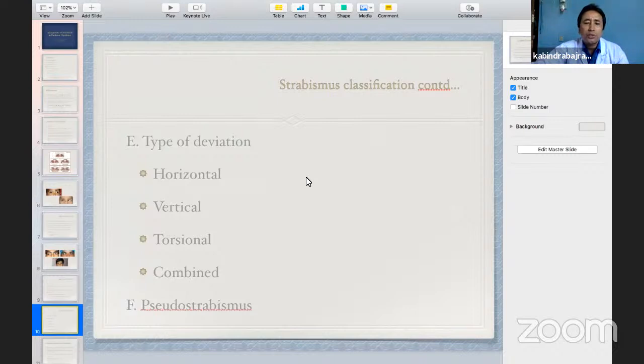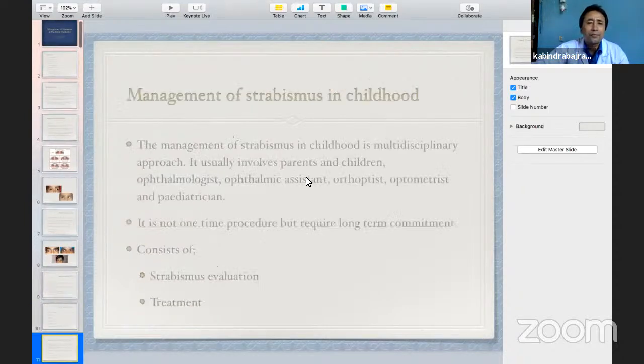Sometimes we encounter pseudo-strabismus, where actually eyes are aligned, but it seems to be misaligned, like pseudo-eso in case of epicanthic fold, pseudo-exo in case of telecanthus, like that. It is a brief introduction and classification of strabismus. Now we'd like to talk on the management of strabismus in childhood.